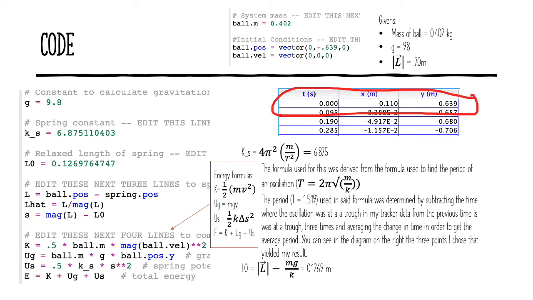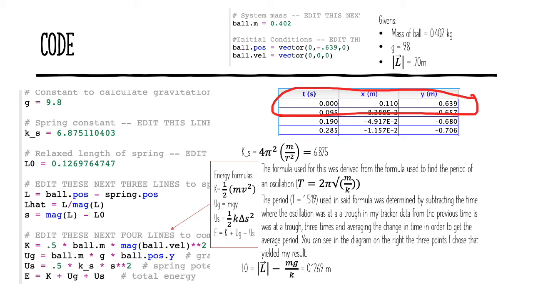Here you can see the first two bits of my code, which include the givens as well as some of the calculations I included. The mass was given in edX to be 0.402 kilograms, and the initial position I used was determined by utilizing the tracker application. You can see how I determined this in the chart with the values from tracker that is just below the stated given values. And to the left of the screen, you see my results from calculating the spring constant as well as the relaxed length of the spring.